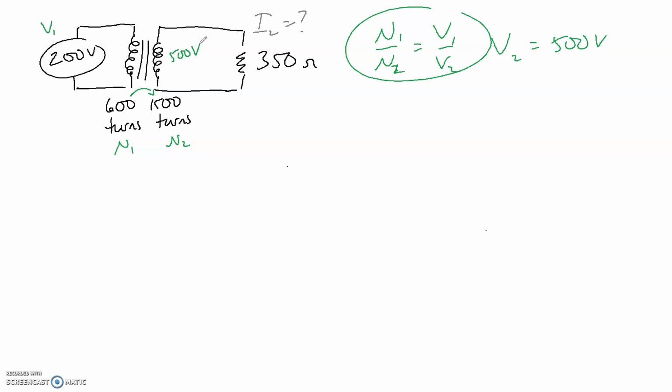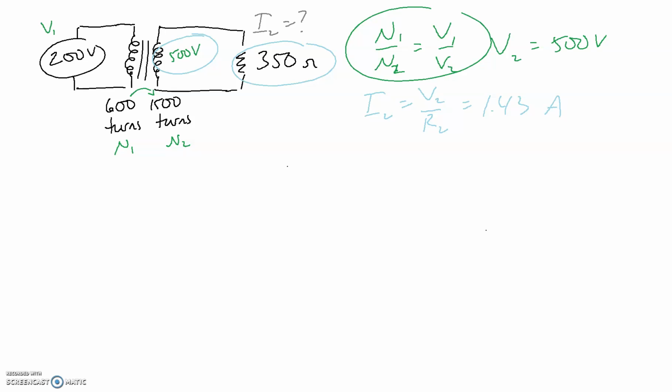So now that I know that is 500 volts, I can find out my current. Because I've got my voltage, I've got my resistance, I can use Ohm's law to find out what my current must be. So I've got that 500 volts, I've got the 350 ohms, so 500 divided by 350, and we've got about 1.43 amps going through the secondary side.